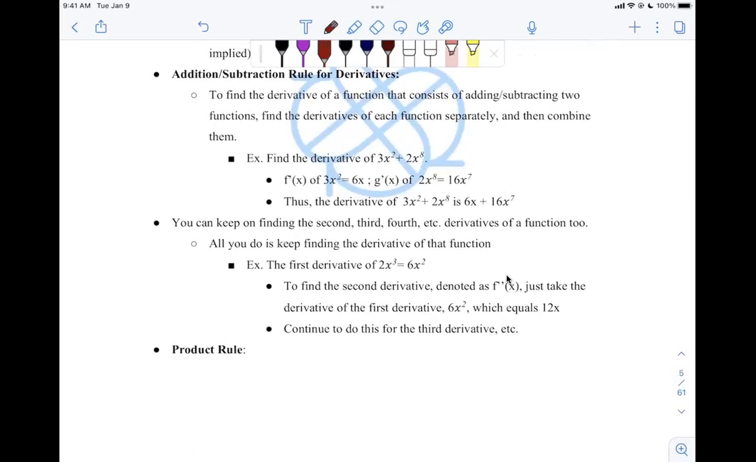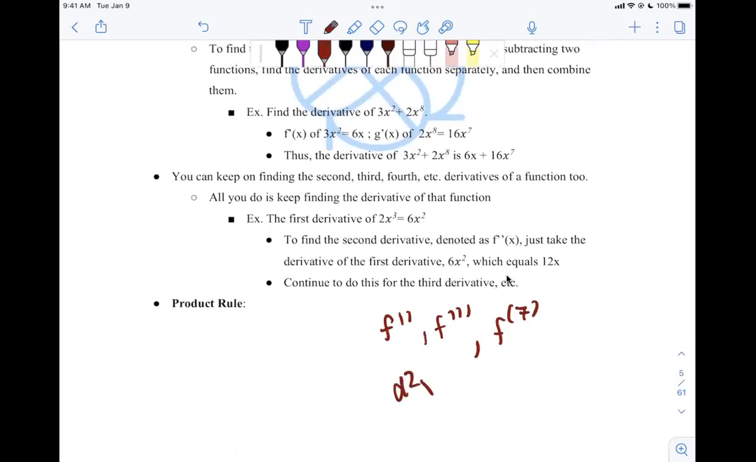Remember our notation for that, so we could use f double prime or f triple prime for a second or third derivative. For higher powers, we would want f and then the number in parentheses. Or we could do d squared y over dx squared, and change the two to whatever order derivative we want.